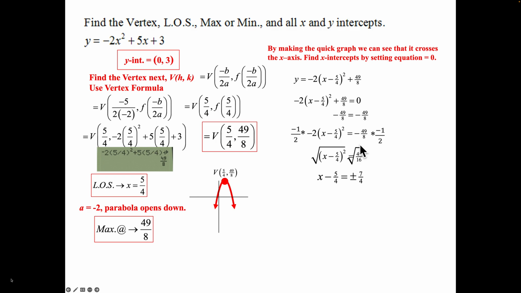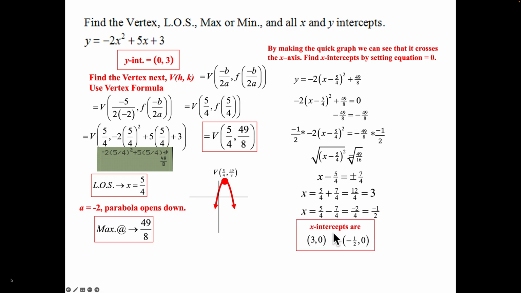Now, because remember in the past, if this square root symbol completely simplified away, we have 2 equations to find. We'll add over the 5/4, 5/4 plus 7/4, and 5/4 minus 7/4. So 5 plus 7 is 12. Divide by 4, 3. 5 minus 7 is negative 2 over my 4, which reduces to negative 1/2. So my x-intercepts are 3, 0, and negative 1/2, 0. And that wraps up all the information about a quadratic equation's graph.